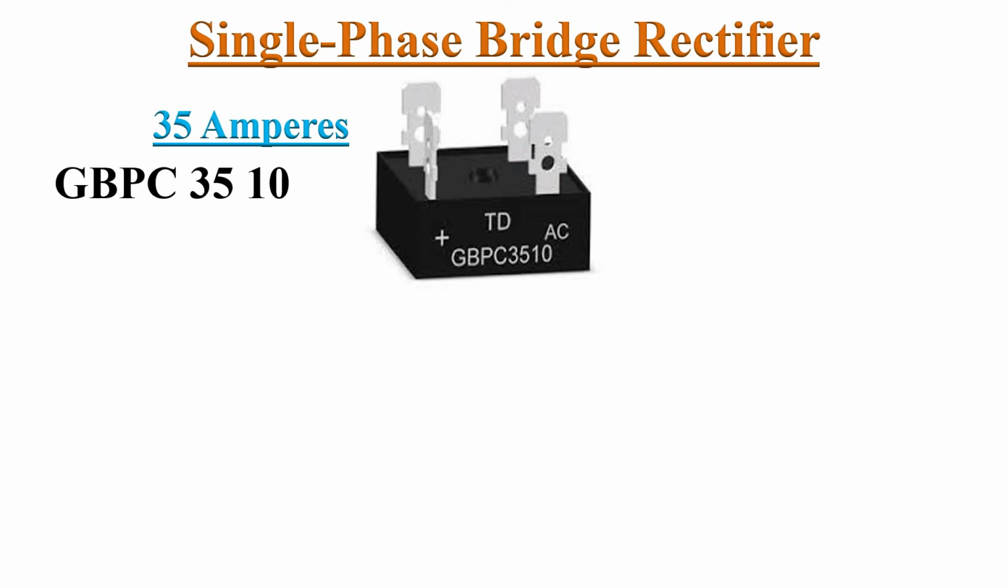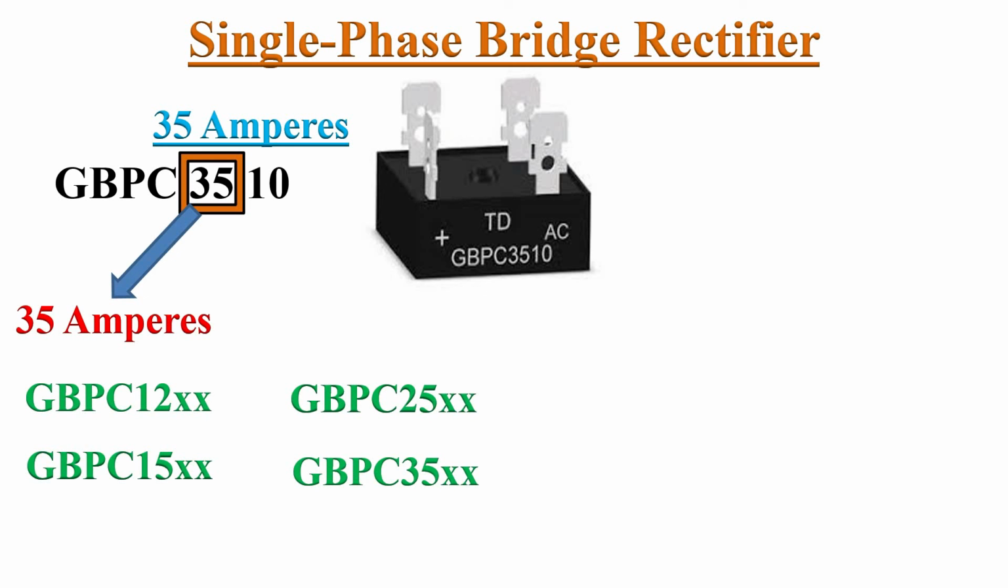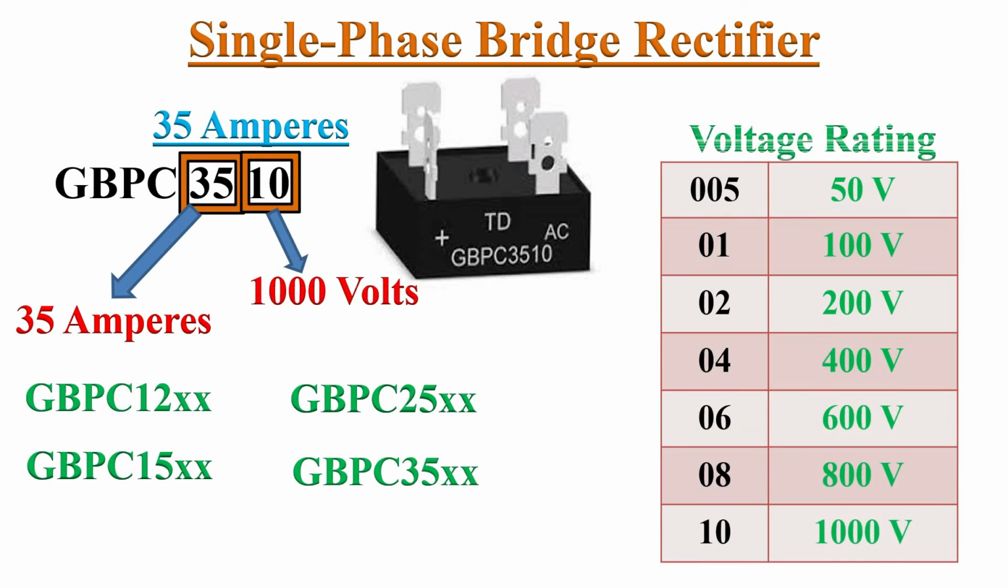Now high current GBPC bridge rectifier ICs. Here the first two numeric digits, 35, indicate its current rating of 35 amperes. If it is 25, then 25 amperes. The next two numeric digits, 10, indicate its voltage rating in multiples of 100, that is 1000 volts. Please refer to this table for other voltage ratings.